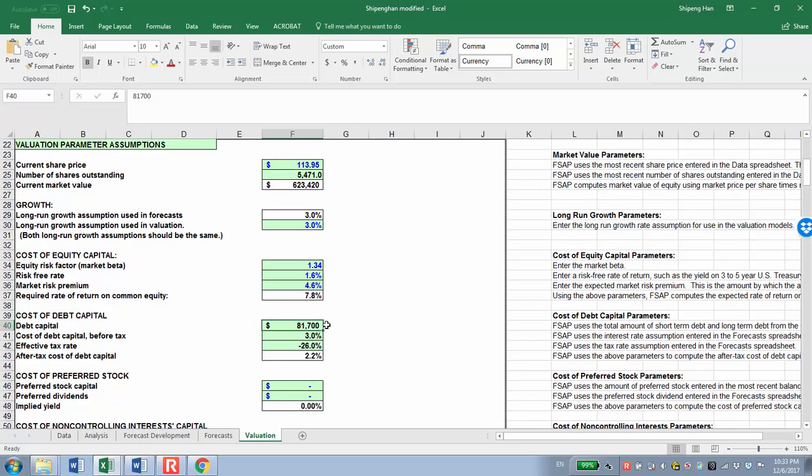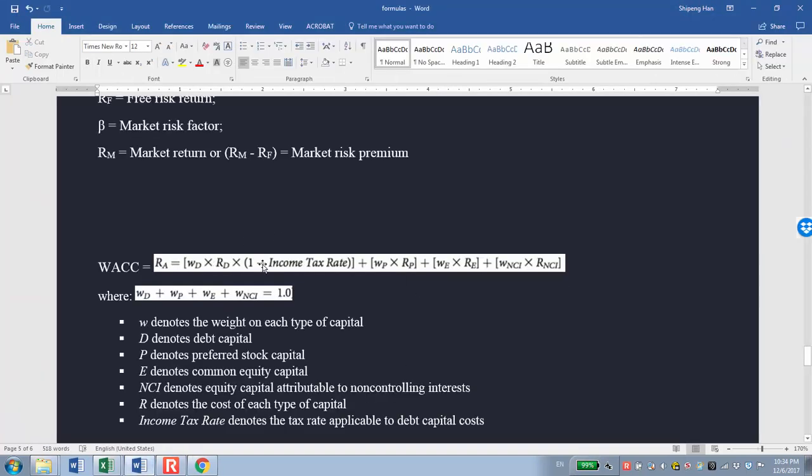This one is the dollar amount of the fair value of the debt, and this is the fair value of the equity, because we use the market price of equity. So now we have completed this part and this part. The next two are preferred stock and non-controlling interest.